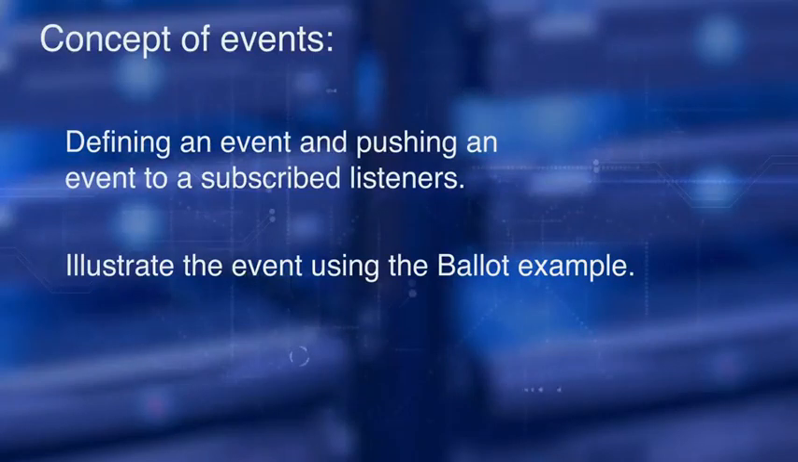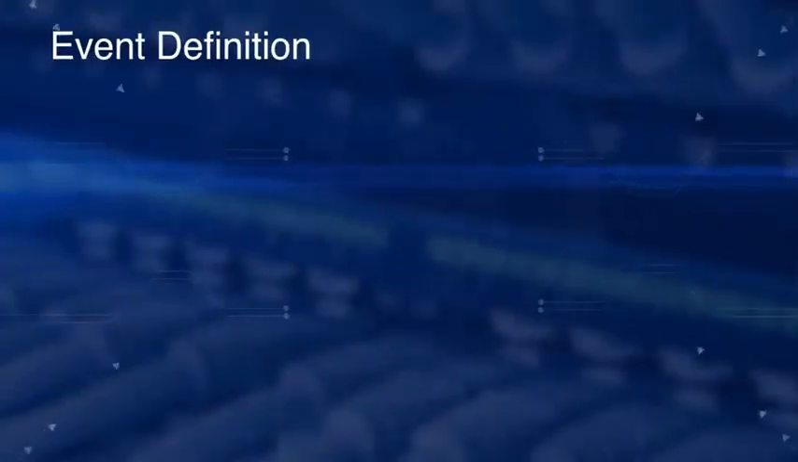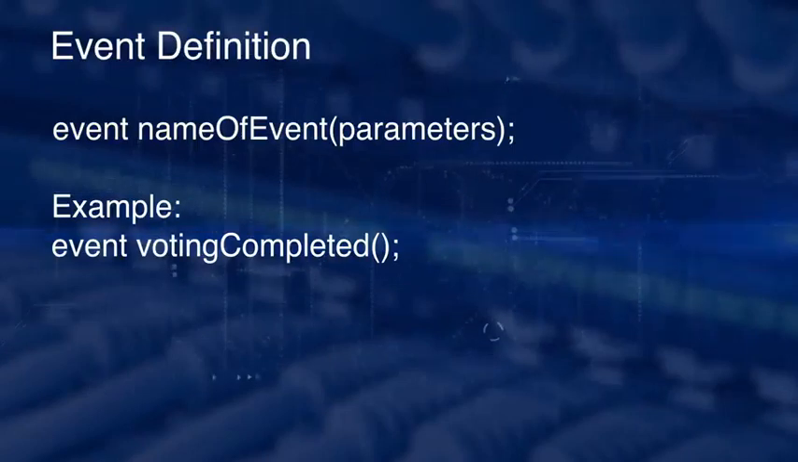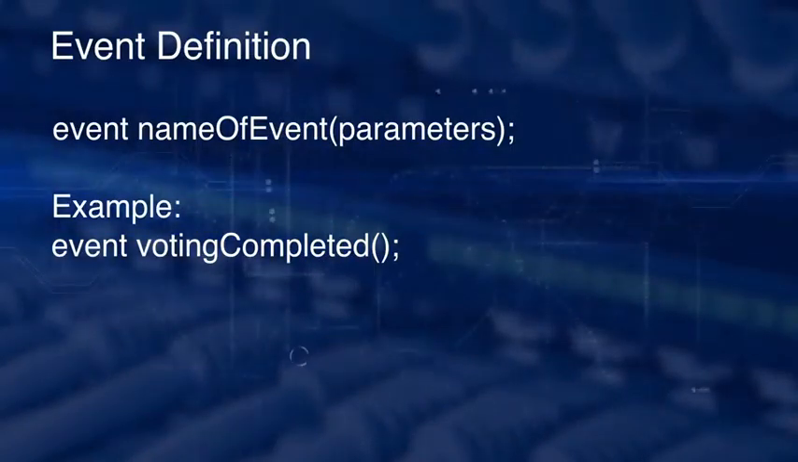First, a definition of event. A generic format is event, name of the event, and parameters. For example, event VotingCompleted. Here there are no parameters. Invoking an event is done by the name of the event and any parameters. In the function vote, when the state changes to done, we invoke the event. We indicate that by invoking the VotingCompleted event. In the case of the ballot, we'll push this event at the end of the voting period.